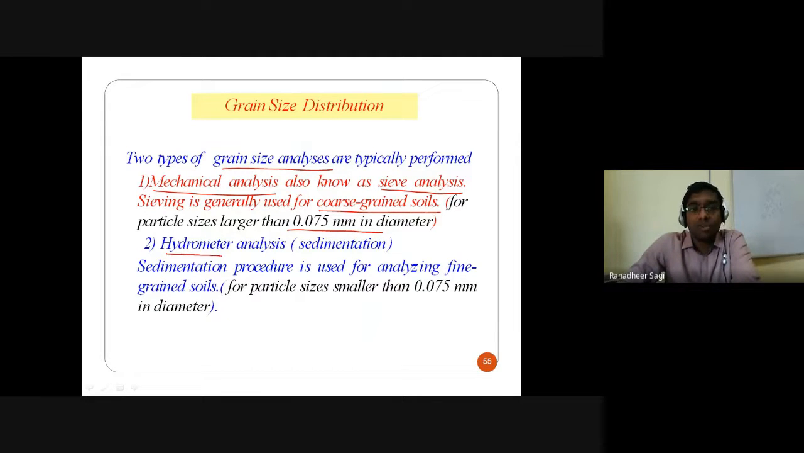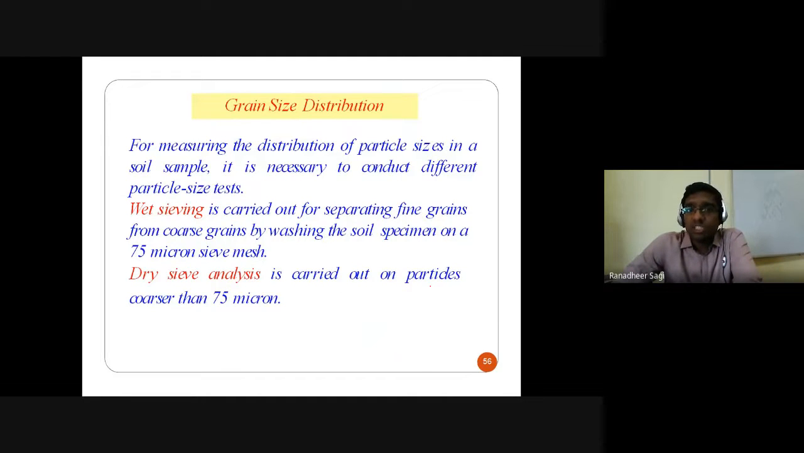And the other type of grain size analysis is what we call hydrometer analysis, which is generally carried out on fine grained soil particles whose sizes are less than 75 microns, where the diameter of the particle is less than 75 microns. For measuring the distribution of particle sizes in a soil sample, it is necessary for us to conduct different types of particle size tests, that is your sieve analysis as well as your sedimentation analysis.